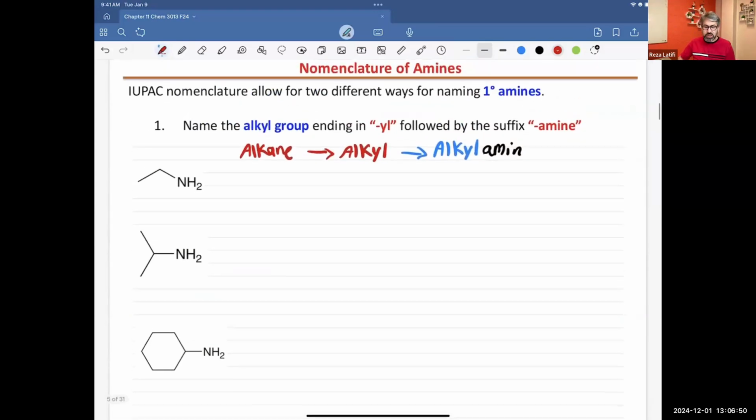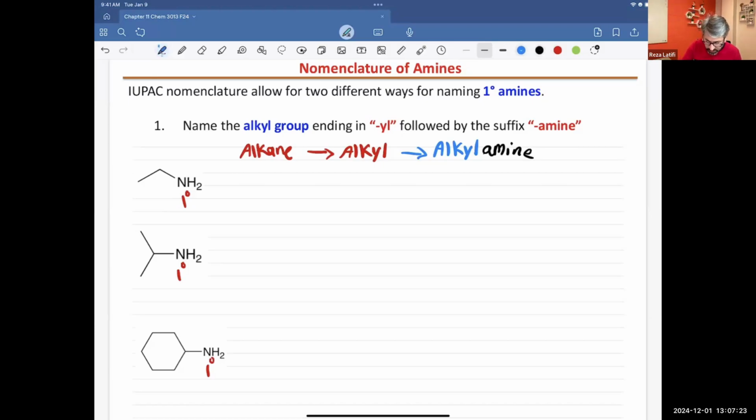Okay, now I want to switch to focusing on the naming of amines, and I want to show you how to name them. We're going to start with the primary amines. How do I name primary amines? In these cases, I have a nitrogen attached to only one carbon, and the easy way to name it is to simply take the alkane, transfer it to alkyl, and after the alkyl, add amine to the name.